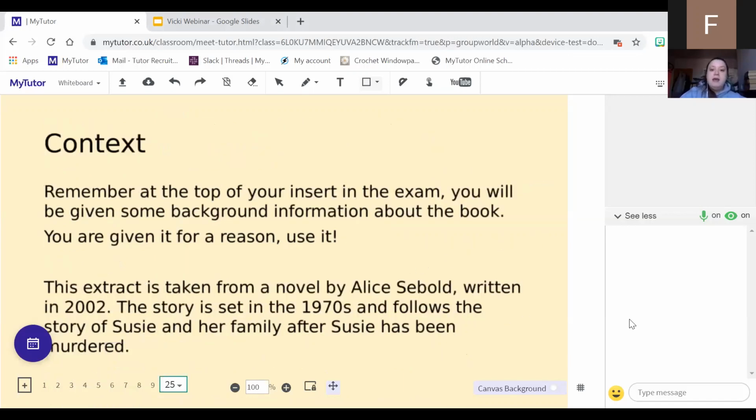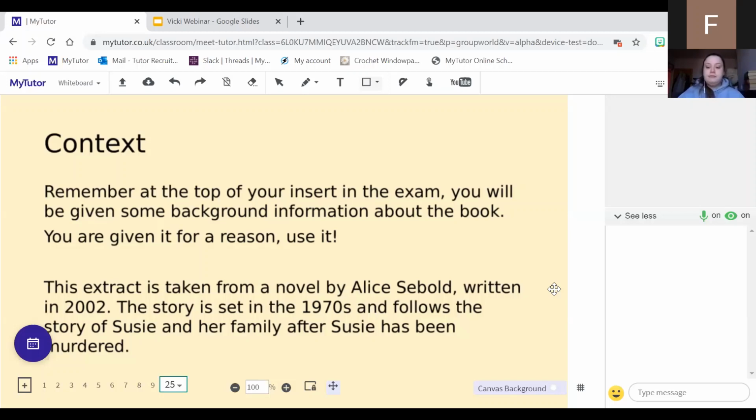So context then. I think, was it Friday we looked at The Lovely Bones, or Thursday, I can't remember. We looked at it at the end of last week. Same text, different extract. So this is your context. The extract is taken from the novel by Alice Sebold, written in 2002. It's set in the 1970s and follows the story of Susie and her family after Susie has been murdered.